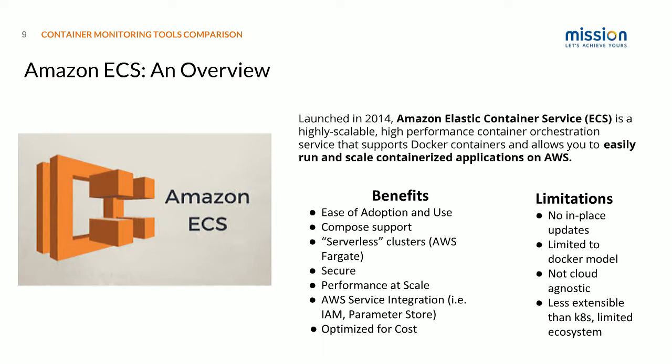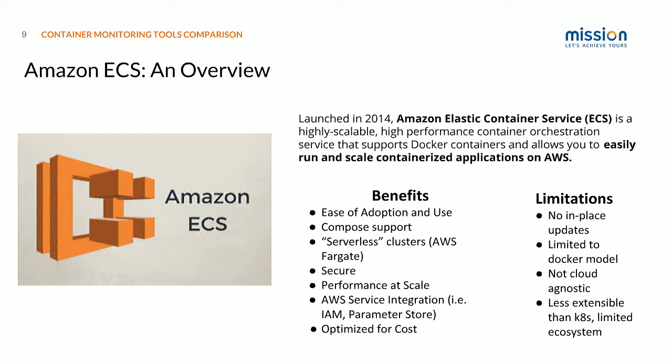ECS has a longer history with Amazon. It was launched in 2014. It's a very scalable, high-performance container orchestration service. It supports only Docker containers, but it's very easy to get up and running, and you can run and scale your containerized applications in AWS. And for a long time, it was probably the easiest way to get going running containers in Amazon and taking advantage of those services. So very easy to adopt and use.